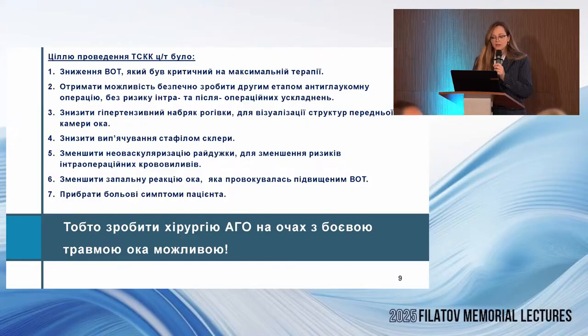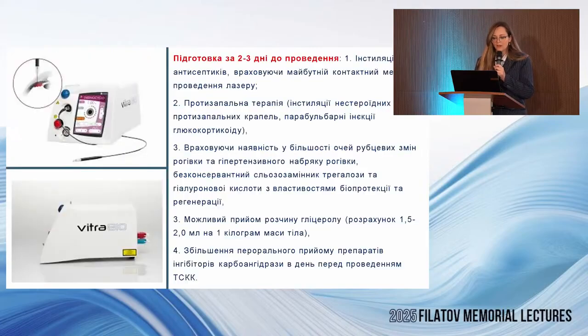The transcleral contact coagulation was targeting a decrease of intraocular pressure, which was initially maximum and critical. We also were targeting a safe glaucoma operation at the second stage without any intra- or post-operative complications, with a decrease of corneal defects, decrease of neovascularization of the iris, and fewer post-operative hemorrhages, which were all provoked by elevated intraocular pressure. So we wanted to make an anti-glaucoma operation possible.